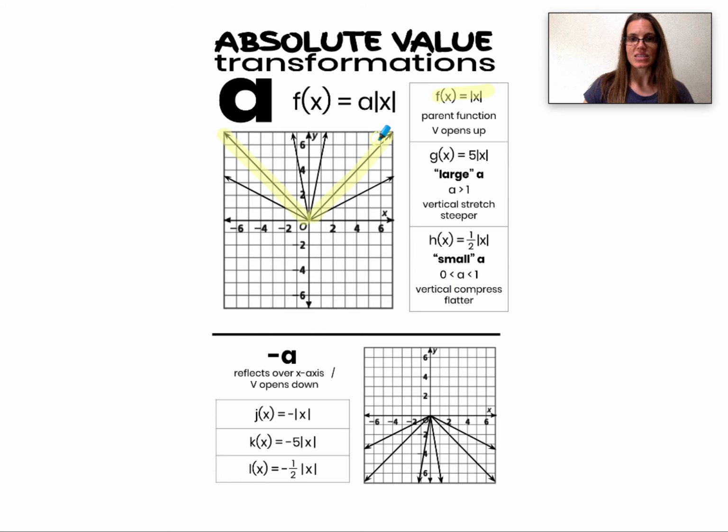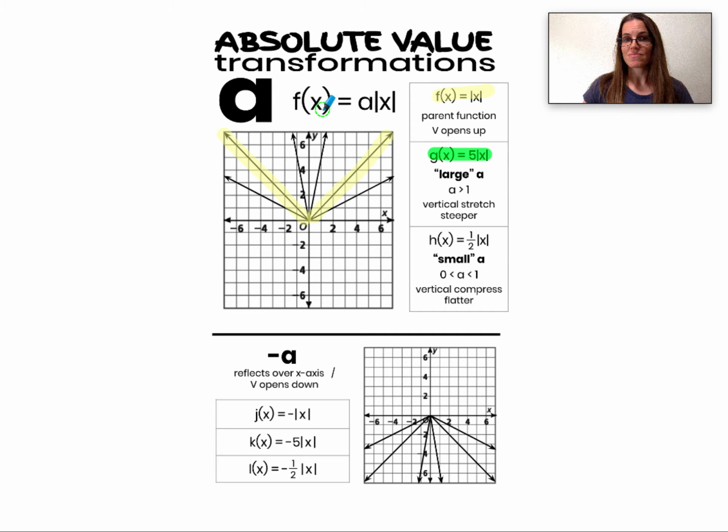Let's go ahead and look at the graphs of some transformed functions. So the first transformation is g of x. g of x has a coefficient of 5. We've multiplied the absolute value of x by 5. What that means is for any value of x, my output, or my y-coordinate, has been multiplied by 5. For x is 1, I went from 1 to 5. For x is 2, I went from 2 to 10.